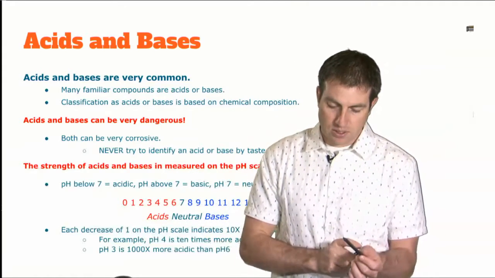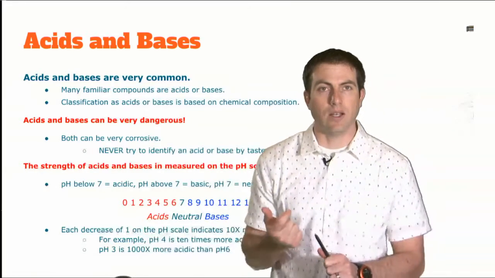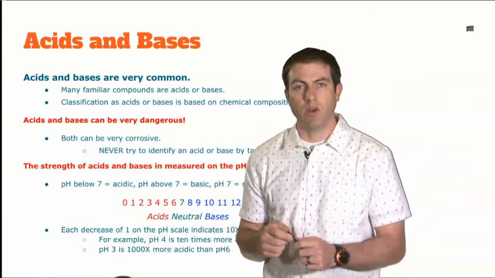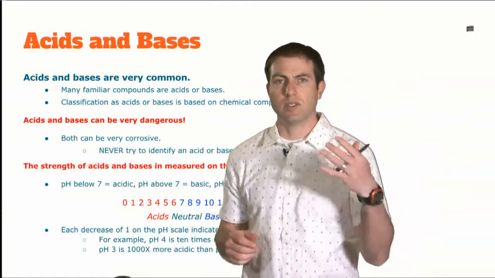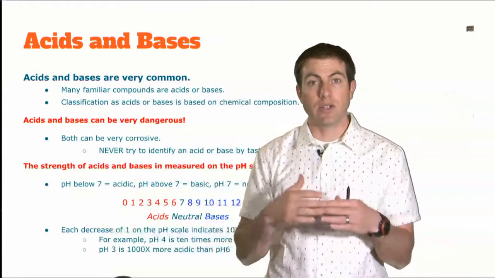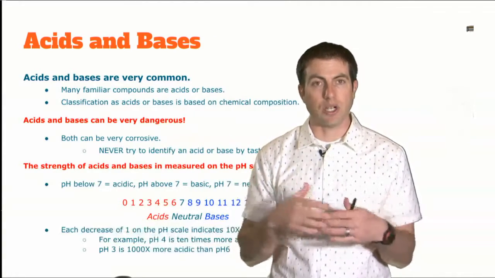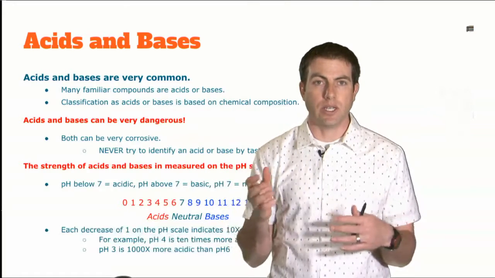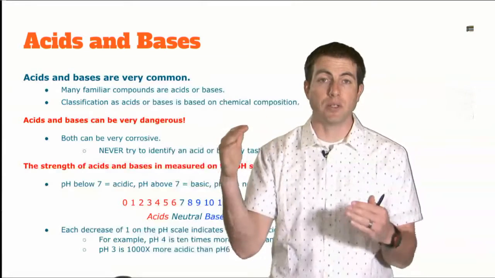So the strength of acids and bases is measured on the pH scale, and it's a logarithmic scale. Just like the Richter scale we talked about, when we had an earthquake, we said, oh, it was a 7 on the Richter scale and something was an 8 on the Richter scale. That was an increase of 10 times. And if you had a jump of 2 on the Richter scale, so you went from 5 to 7, that's 10 times 10, that's 100 times stronger.